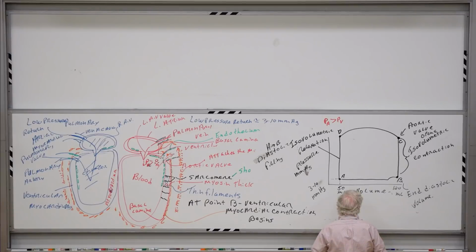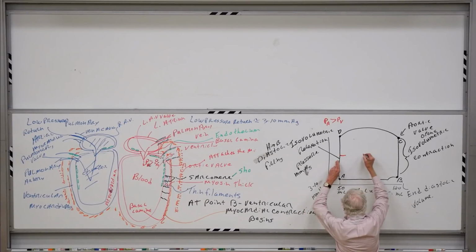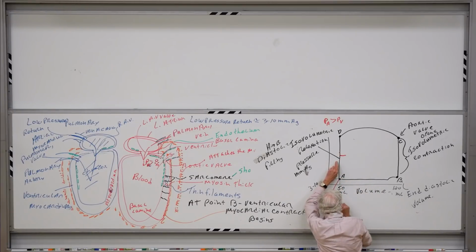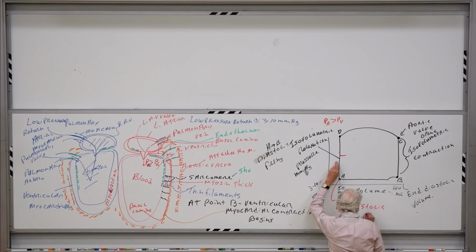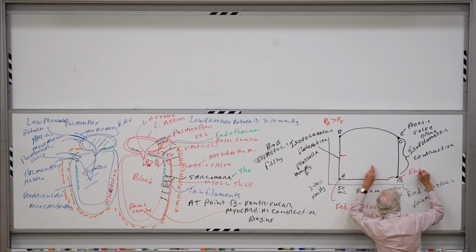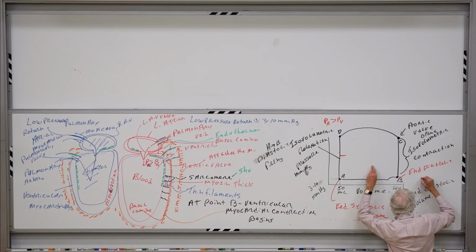Now, there's a point here I want to make. That there is a volume between this point here of the end systolic volume. Label this as the end systolic volume. And this volume here called the end diastolic volume.